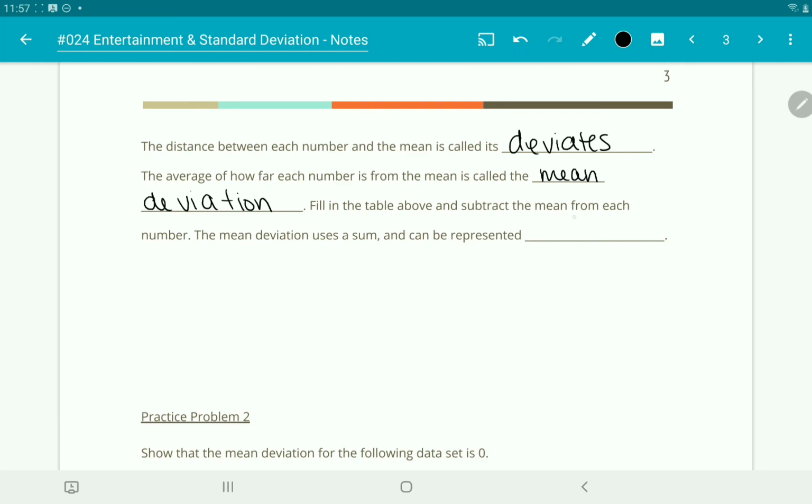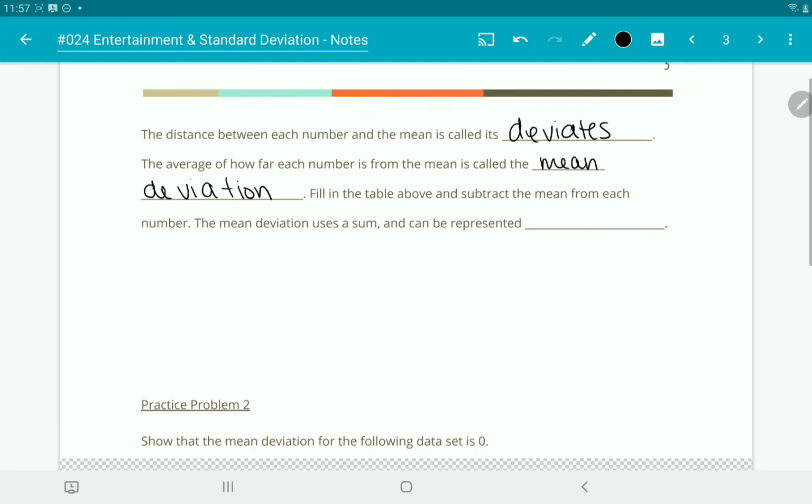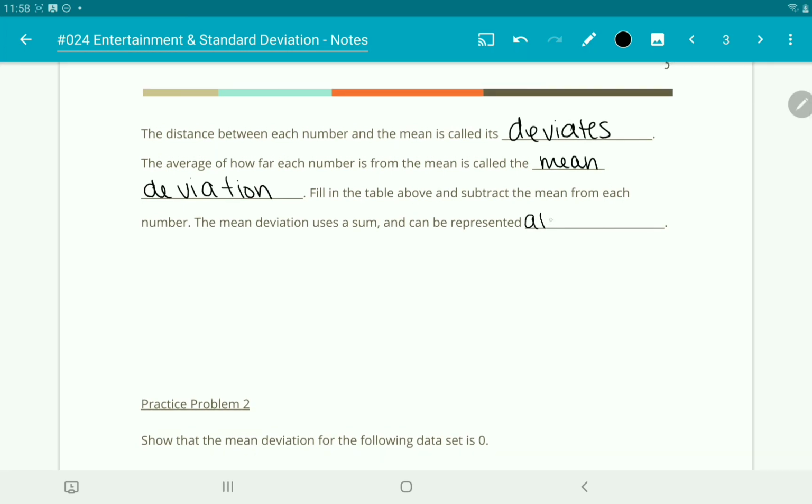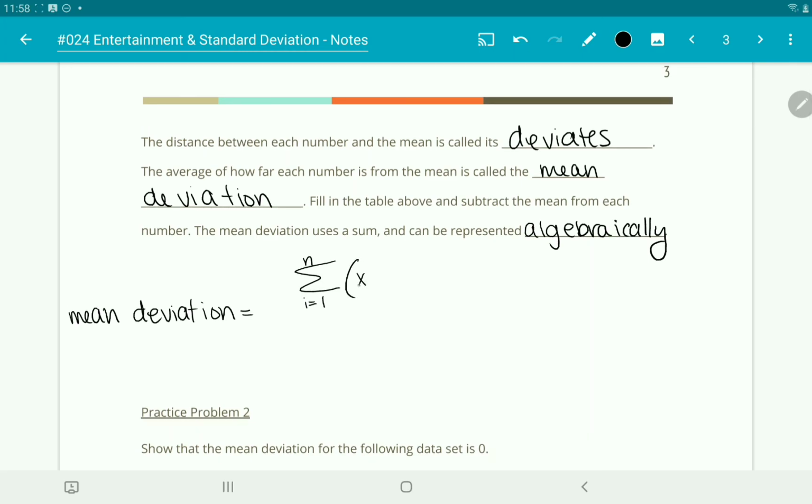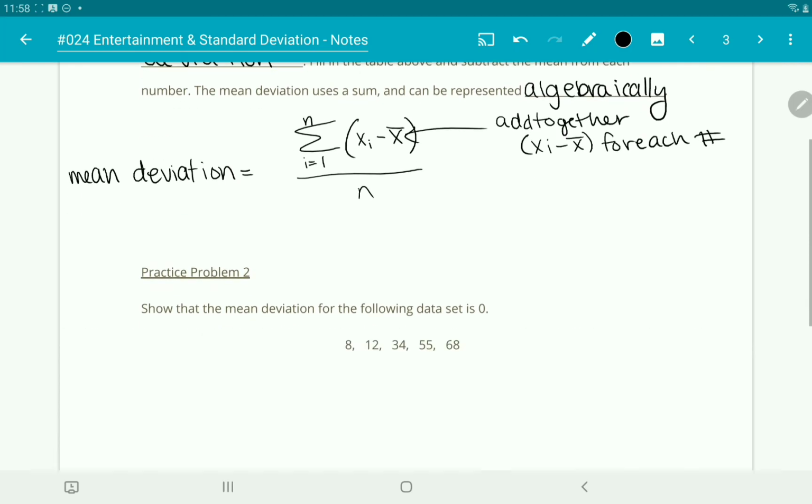So we can fill it in. Since the mean deviation uses a sum, since you're adding all these things together, it can be represented algebraically using the summation, using sigma. So the mean deviation is going to be the sum, you sum them all together, for each number, you're going to take that number, so xi minus x bar. Again, x bar is the mean, so we add together each number minus the mean, and then we're going to divide it by n. So last time we got 0.